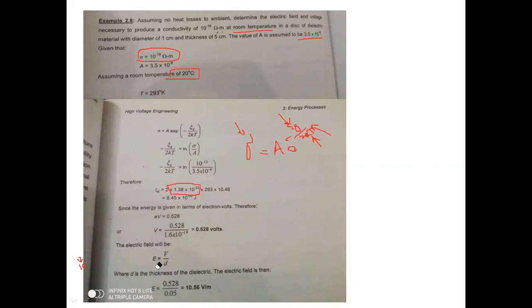So in order to find E, we have to know about the V. So first of all, we will find V. Okay. So eV is equal to what? For the V, we have to find Eg first. Okay. So all of these values are given. We have to find Eg from this given data.